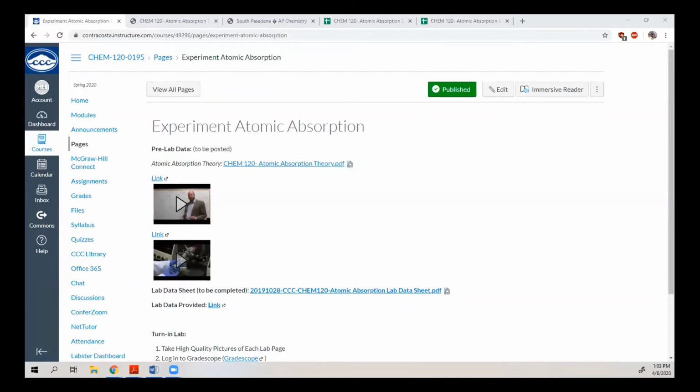Okay, so this is going to be the pre-lab video as well as the data video for our experiment about atomic absorption, right? Now, atomic absorption is an instrument lab that we would have been doing where we could actually measure the amount of calcium inside of a sample of milk. Unfortunately, this isn't something that we're going to be able to do remotely.